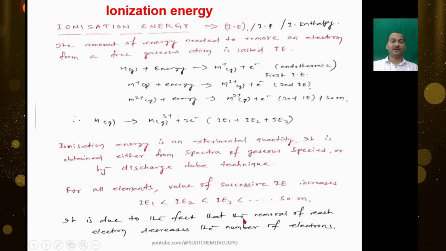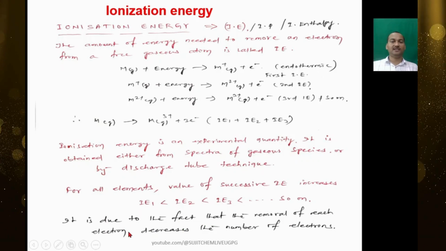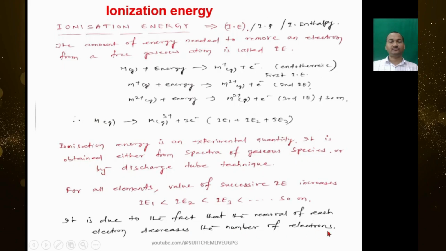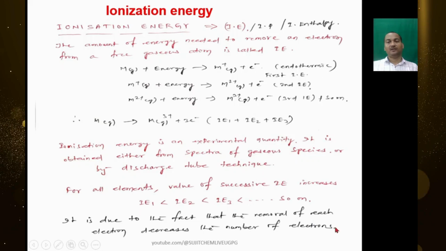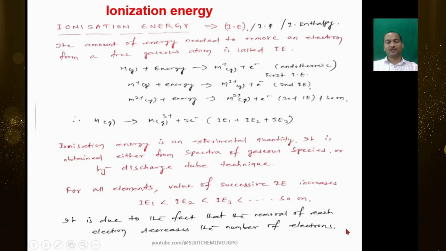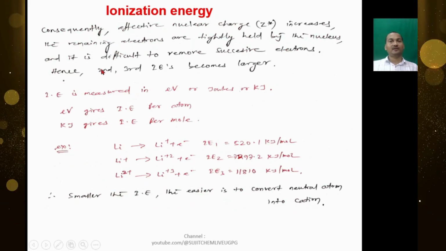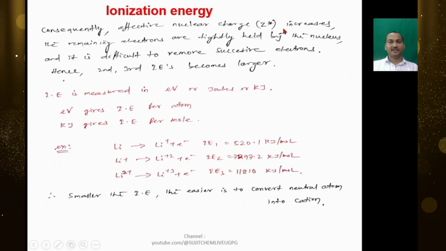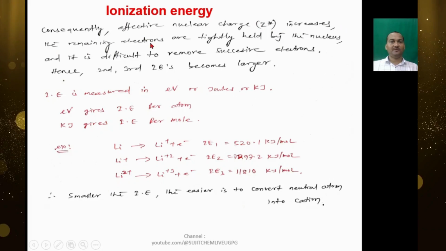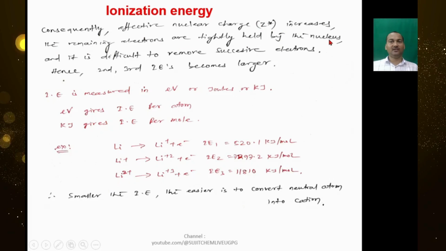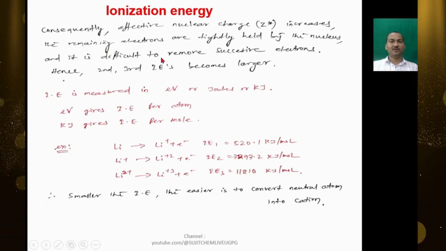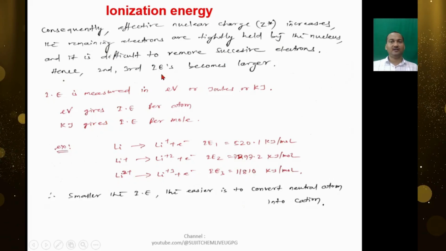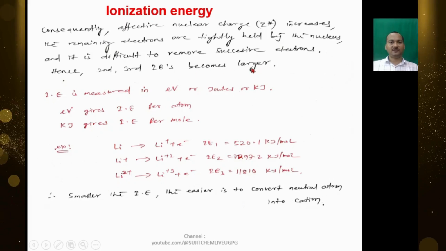It is due to the fact that the removal of each electron decreases the number of electrons. Consequently, the effective nuclear charge Z star increases and the remaining electrons are tightly held by the nucleus. It is difficult to remove the successive electrons, hence second and third ionization energies become larger.